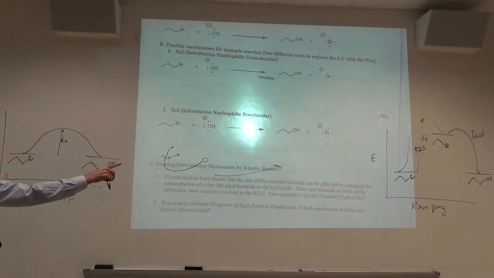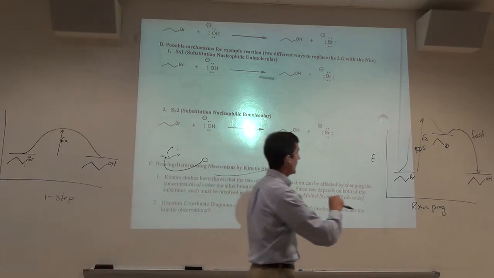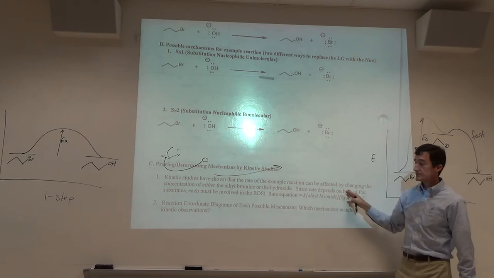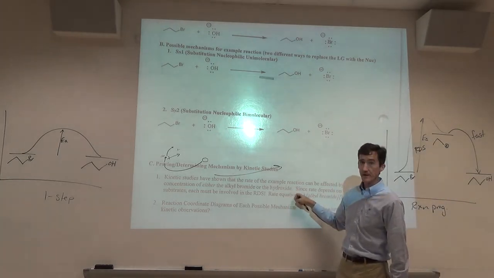So, in which mechanism are both substrates involved in the rate determining step? Are both involved in the rate determining step over here? Is hydroxide involved with this ionizing? No. Hydroxide is not involved in the rate determining step here. Thus, you can change the concentration of hydroxide and it should not make any change. But the evidence tells us that changing hydroxide changes the rate.